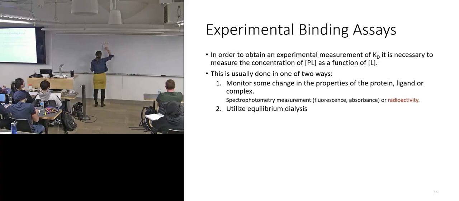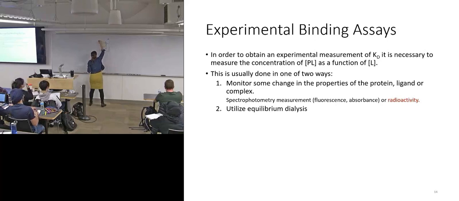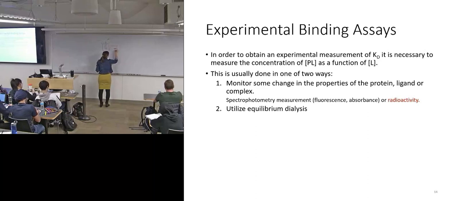It has a dialysis tubing bag. Inside are our proteins. They can't get out. The pore size in the membrane makes it so that the proteins are too big to get out. So this is our concentration of protein. I'm going to add to the outside my known concentration of ligand, which is small enough to get through. And I'm going to wait for equilibrium.